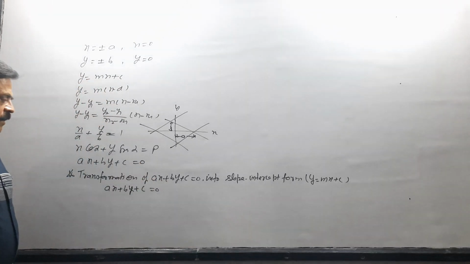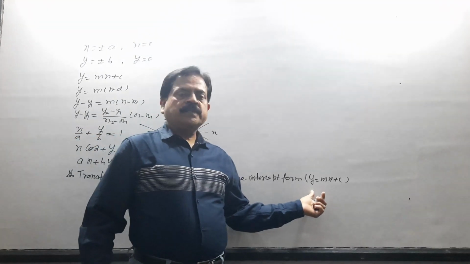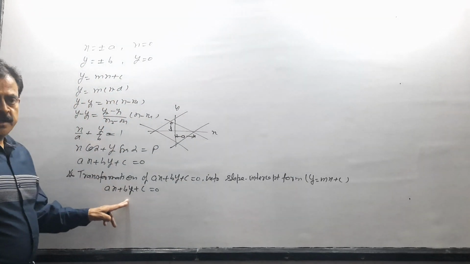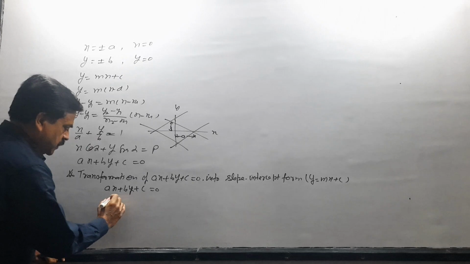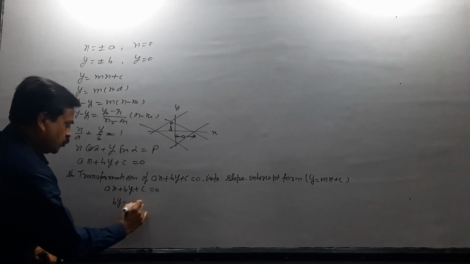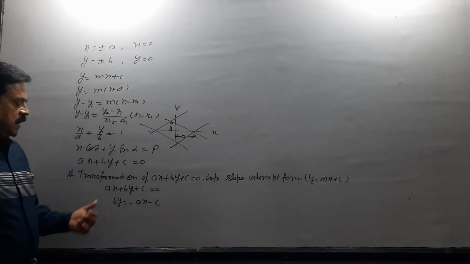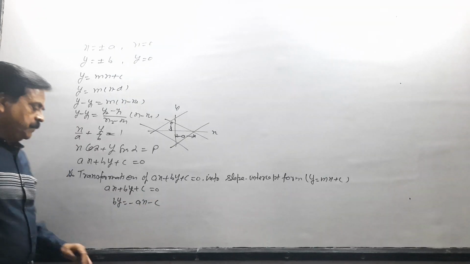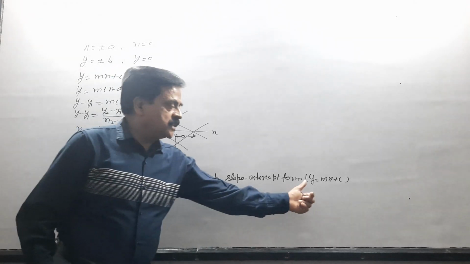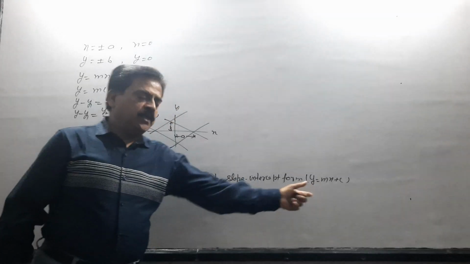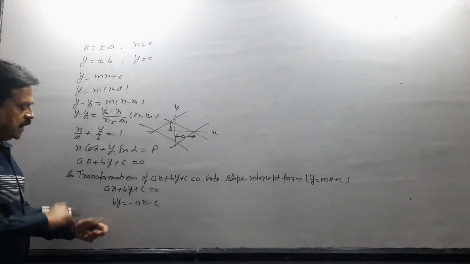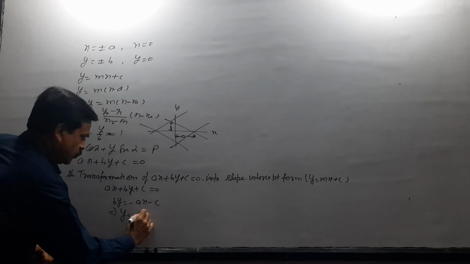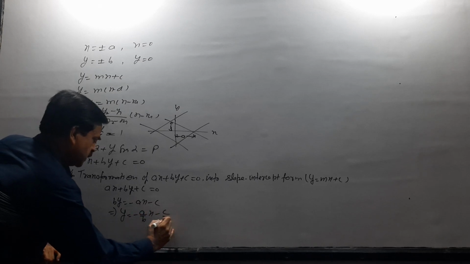We have to convert this form. So y is on one side and all the rest of the terms are on the other side. So transfer all terms except y to the other side. by is equal to minus ax minus c. ax is positive, so this will become negative. c is positive, it will become negative. And the coefficient of y in intercept form is 1, so if there is any coefficient, divide by this coefficient. Like y is equal to minus a upon b x minus c upon b.